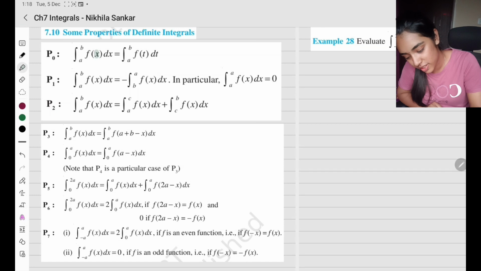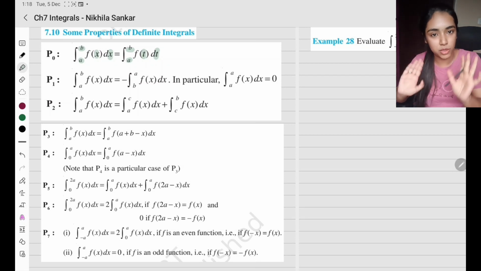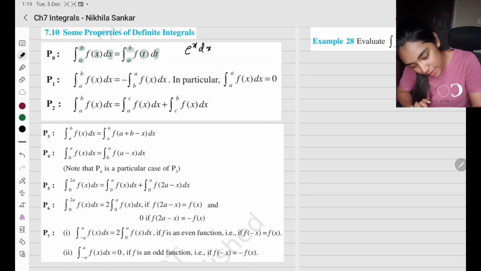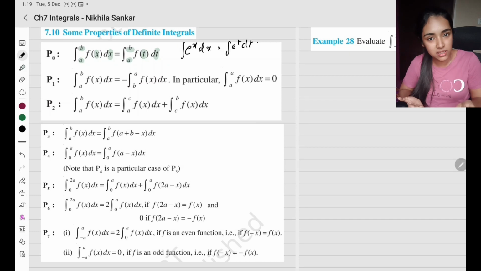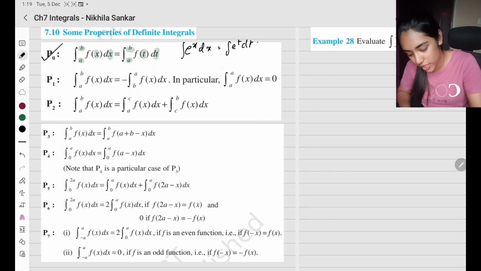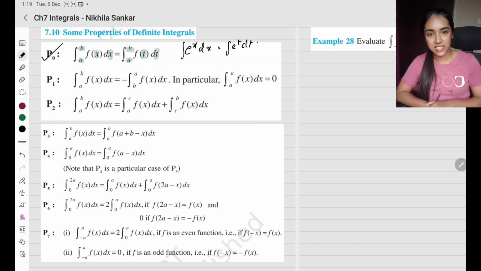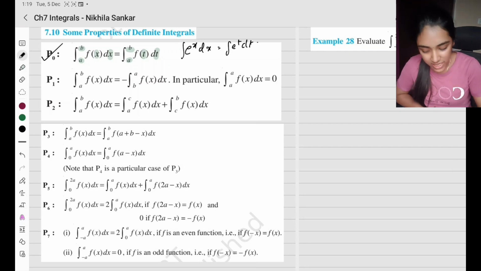When you change the variable x to t, the limits are going to look the same. Here we only change the variable. So e to the x times dx is going to be e to the t times dt. For example, e to the x times dx is going to be e to the t times dt. Correct? True. So this is true. So you understood the zeroth property. You have 0, 1, 2, 3, 4, 5, 6, 7, so 8 properties. This is your zeroth property.